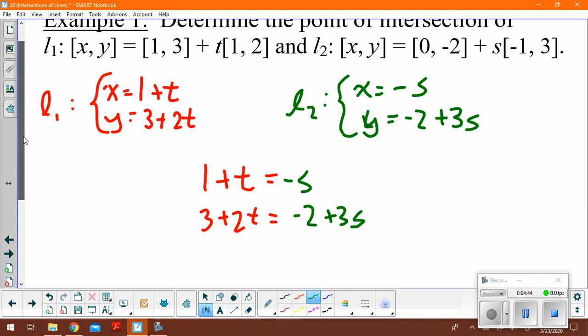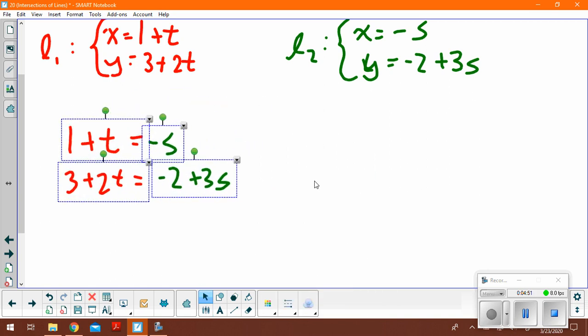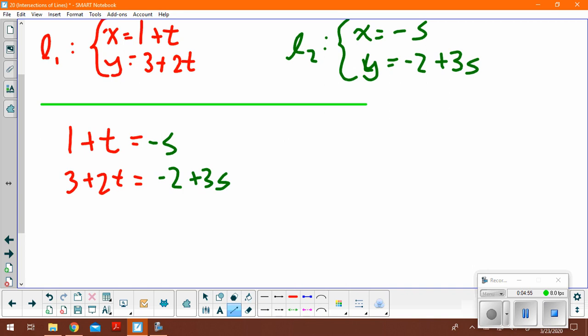Now I have a system of 2 equations and 2 unknowns, just like you would have had trying to solve these way back in grade 10. It's just got different letters. It's not x and y, it's t and s, but same principle. I now have to do substitution or elimination, something to work these out.